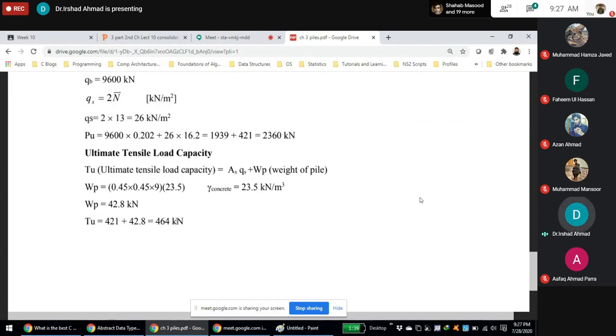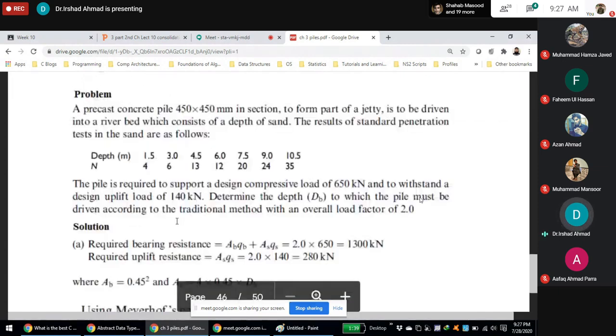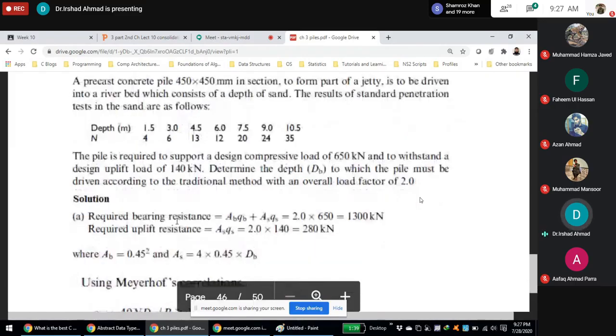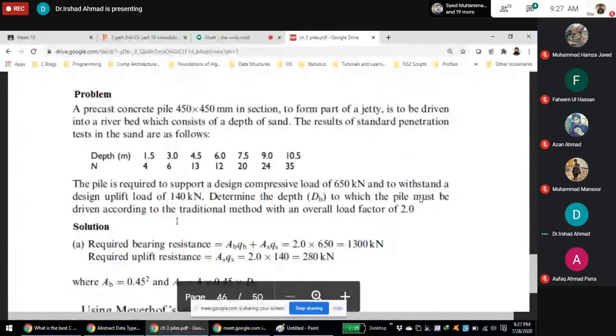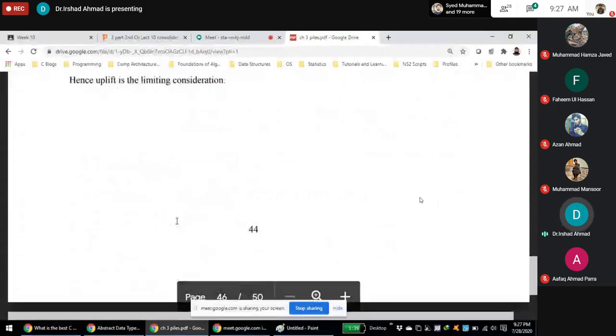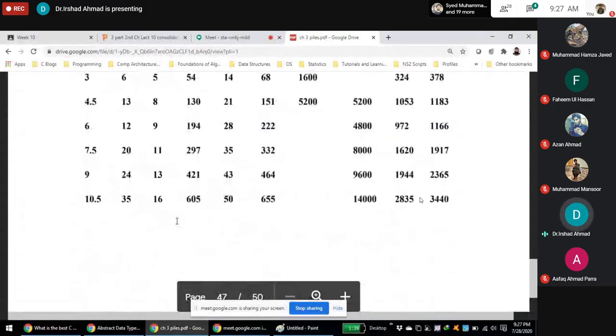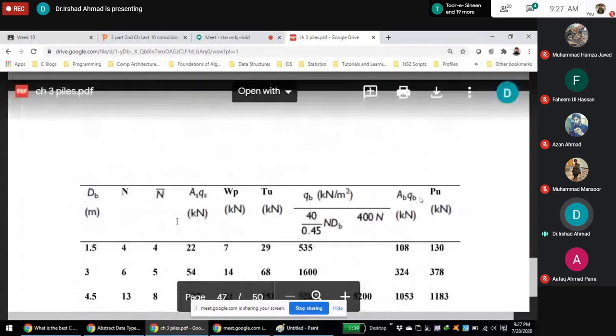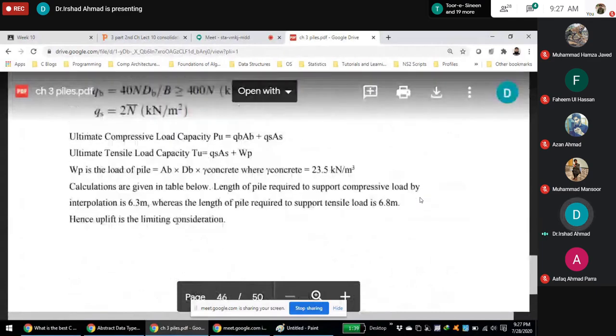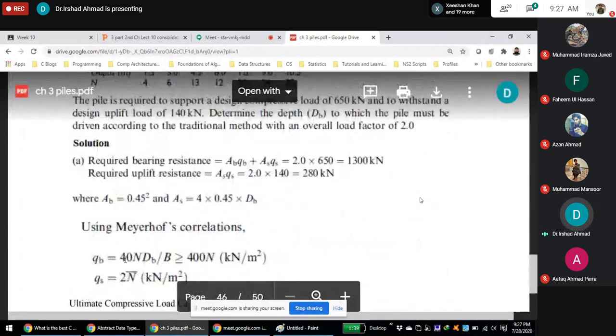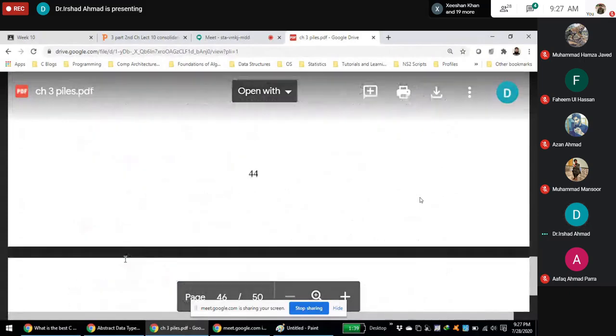This is the last problem for sand. You solve that at home yourself. The solution is already there in a tabular form. The same SPT equations which we discussed are used in the solution of this problem.